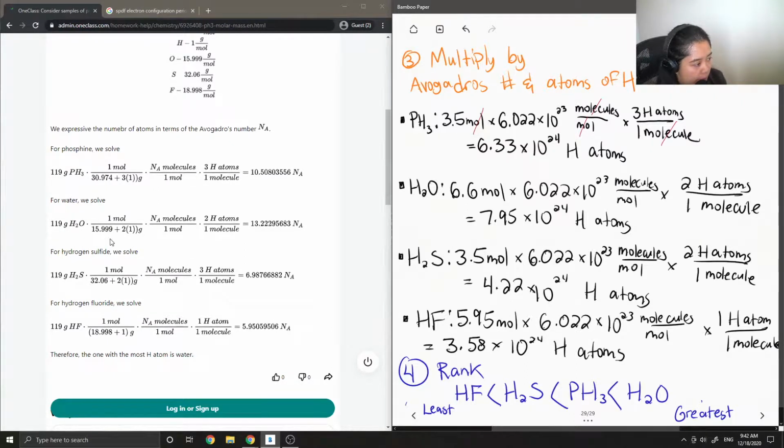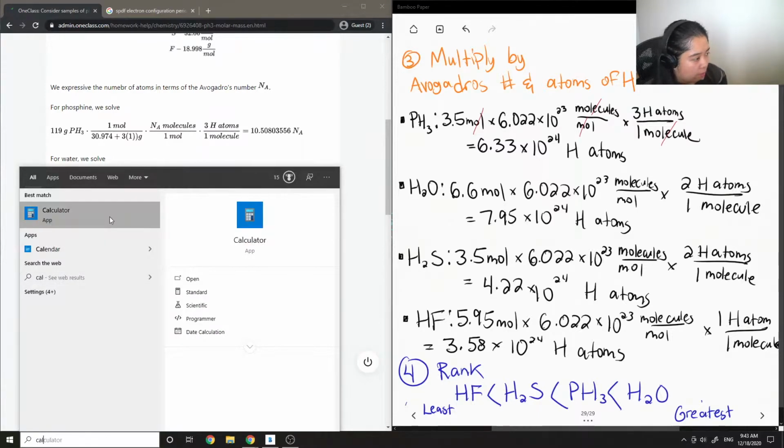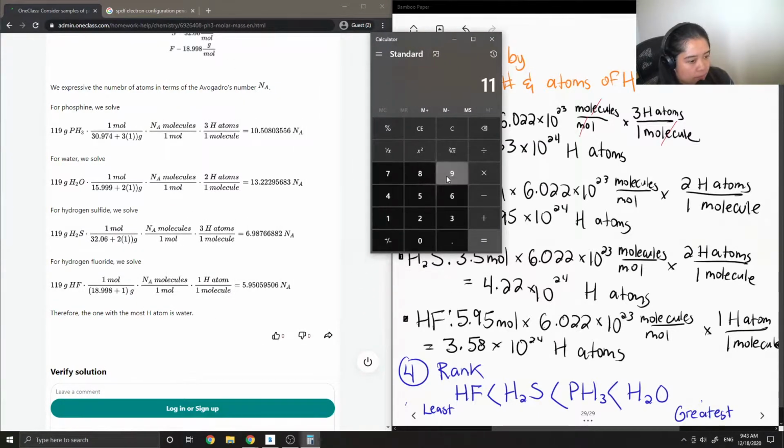Let's see what they did for water. The same thing. 13.22. Hydrogen sulfide, 119 times 1 over 32 plus 2. And then they multiplied this by 3. And I think it should have been 2, but it could have just been a typo. Let me just double check. This would be equal to... Yeah, so they meant to write 2 hydrogen atoms, but they still got the 6.987.